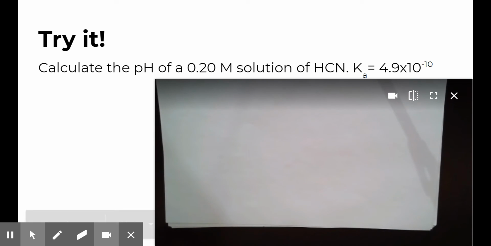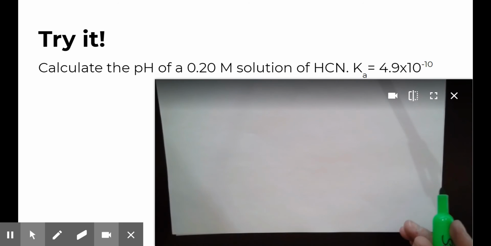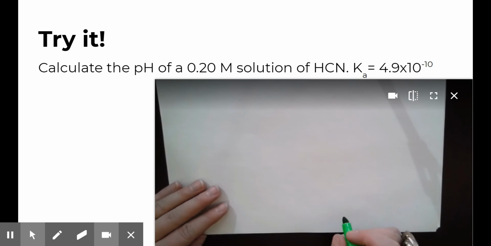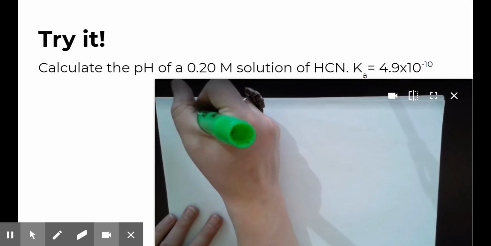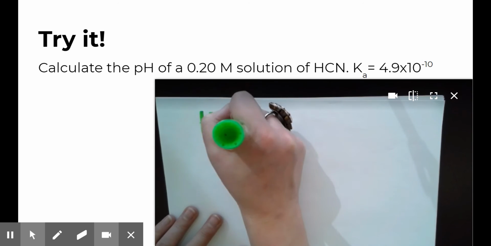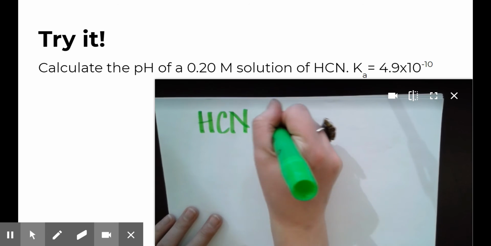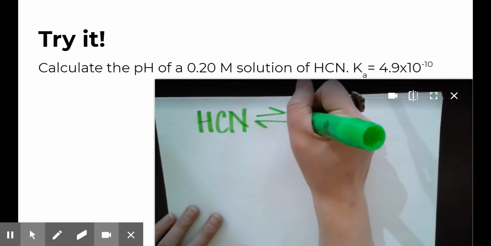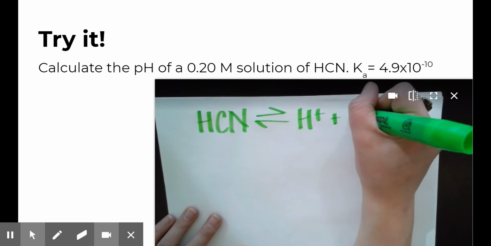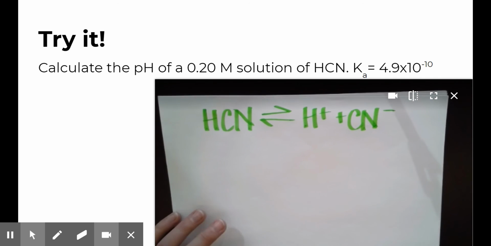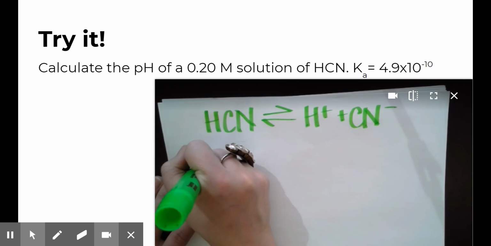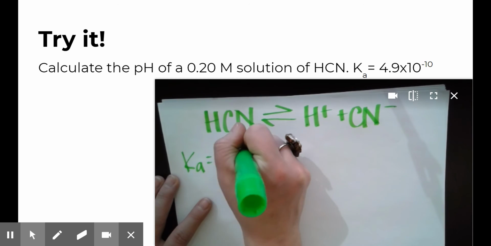Let's try another one. Maybe you can do a little bit more on your own. Step 1. HCN. What ions does it produce? Hopefully you got that. And so Ka, its equilibrium constant expression.